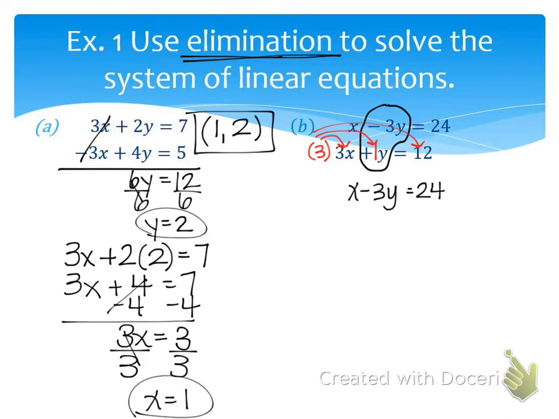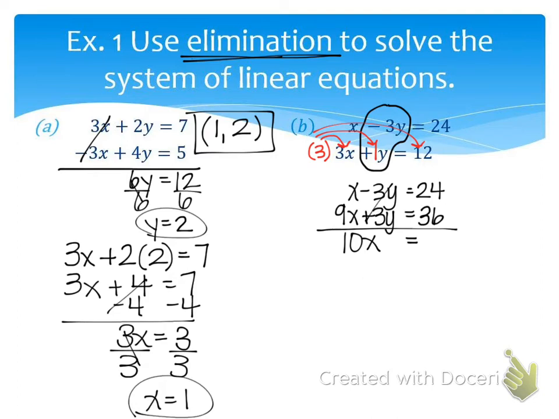So what is 3 times, Layla, what's 3 times 3x? 9x. What is 3 times y? 3y. Positive 3y. And what is 3 times 12? 36. Now, can I eliminate the y? Yes. Yes or no, class? Yes. Yep. I got a negative 3y and a positive 3y. So I cross it out and I solve for x. What is x plus 9x? 10x.